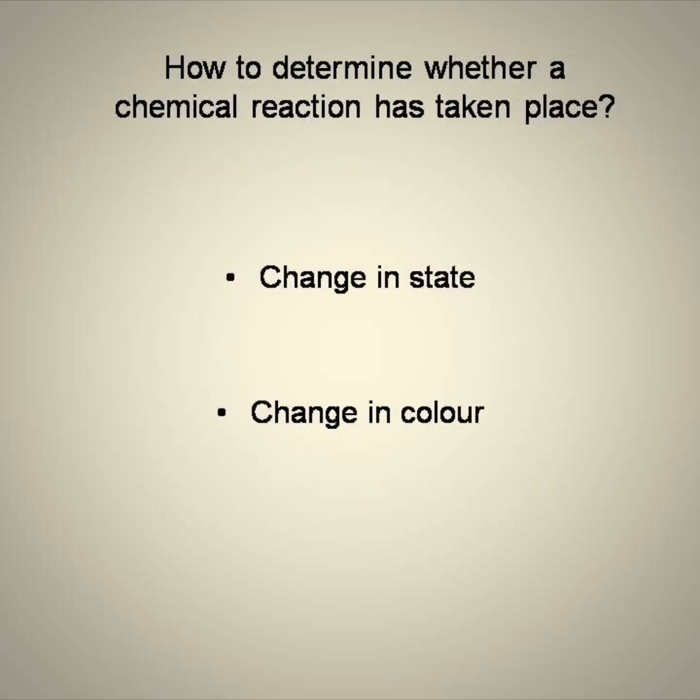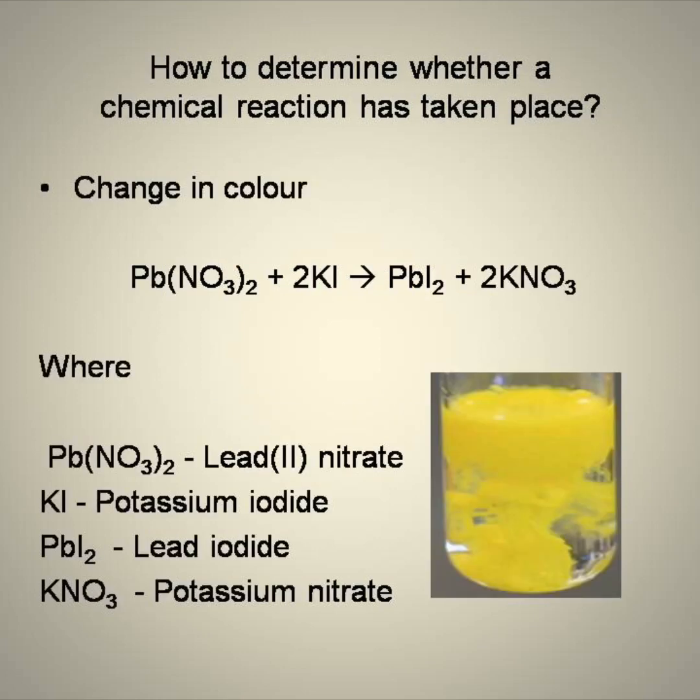A change in color of the reaction mixture is also an indicator that a reaction has taken place. For example, lead nitrate and potassium iodide are both white powdery substances, but on reaction they give a yellow precipitate of lead iodide. So this is a confirmation of chemical reaction.